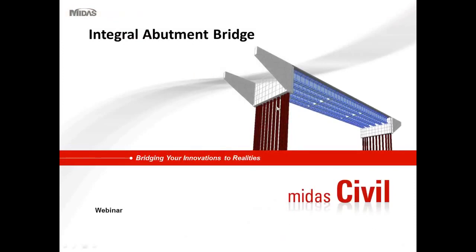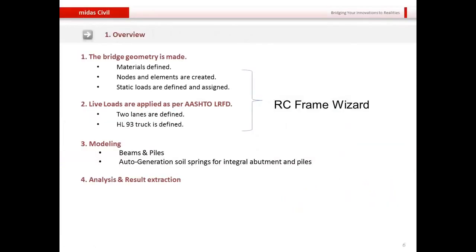We'll have the pile members, we'll have the abutment wall, still have a wing wall, it will have girders underneath it, the intermediate diaphragms, and the deck of course on top of it. So again we'll be defining the material properties, and then nodes and elements will be created, static loads, live loads, everything will be done using the RC frame wizard.